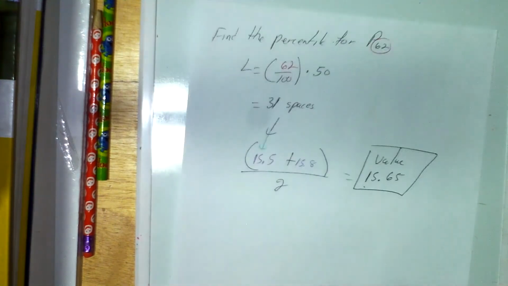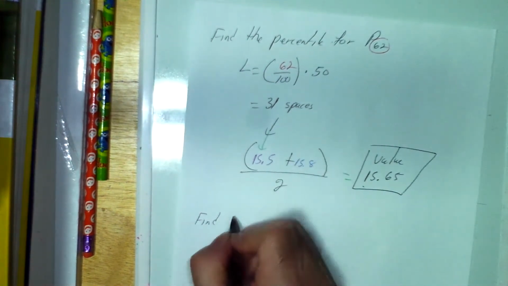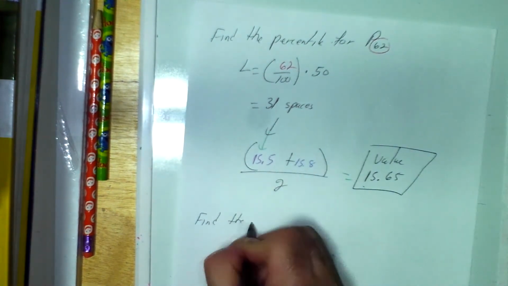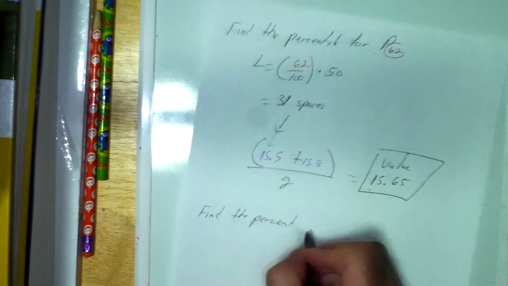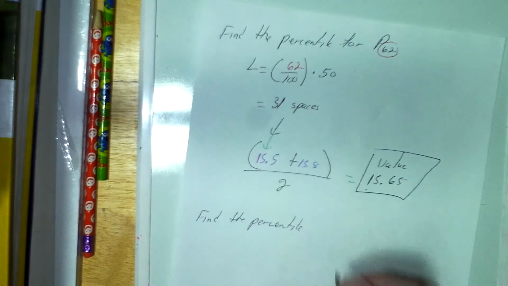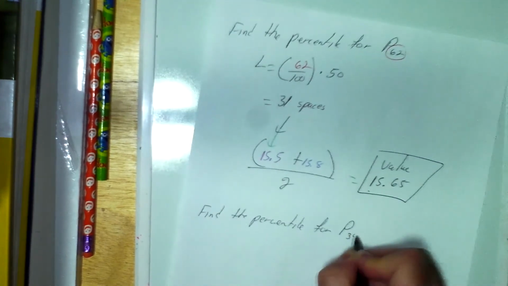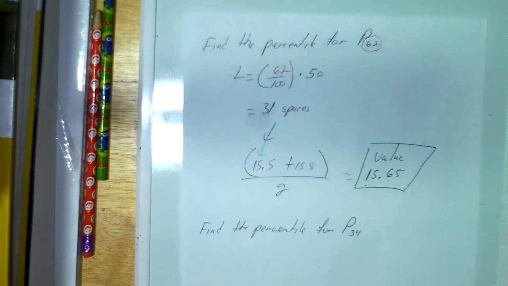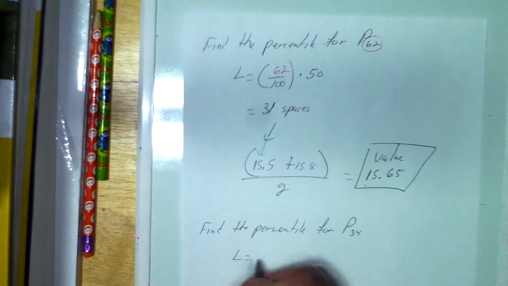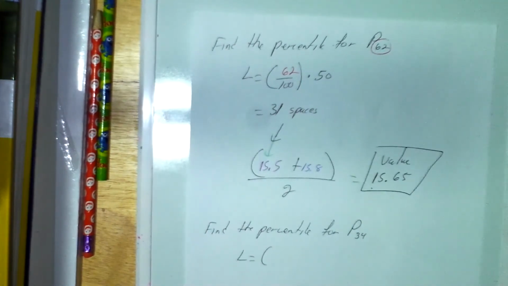Let's do, I don't know, what do you want to do? We're going to find, give me a percentile that's even. Percentile and even number. Okay, someone said 34. All right, let's do P34. Okay, so again, we're going to do L equals 34.